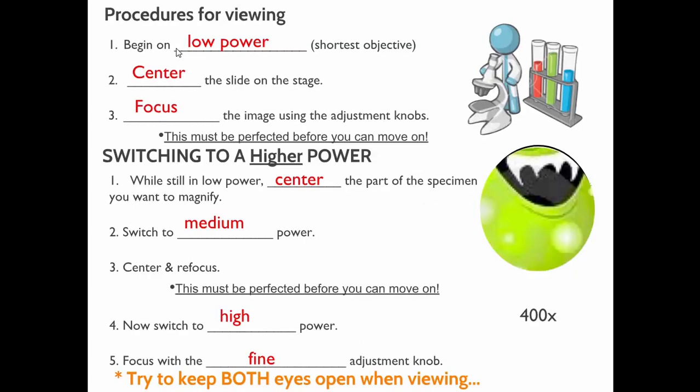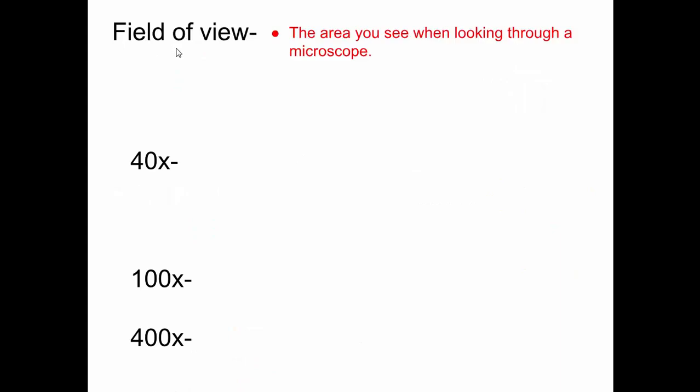Now people say you should try to use both eyes, keep both eyes open. If you practice at it, you can see what's in the microscope while still keeping two eyes open. If you're using a microscope for a long period of time, sometimes it's just kind of tiresome to always be looking with one eye. So you can try that. I generally close my eye.